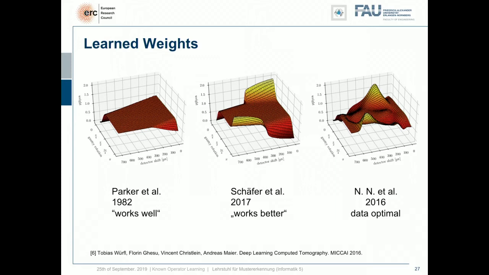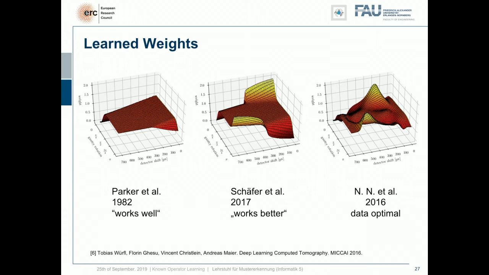And here we see that in particular the Parker weights have been adjusted. And interestingly, on the right hand side, you find the new weights that are generated by the training process. And in 2017, there was actually a very nice publication from Dirk Schäfer, where he is proposing redundancy weights to compensate for missing mass in the projection. And it turns out that our network is learning something very similar.